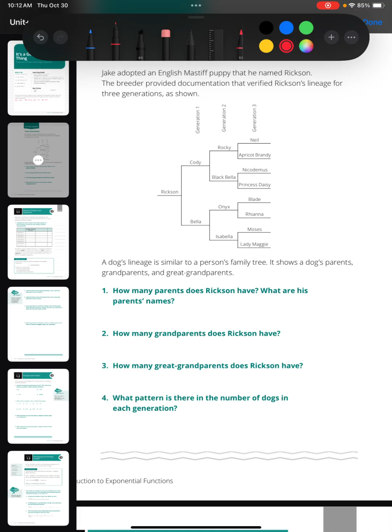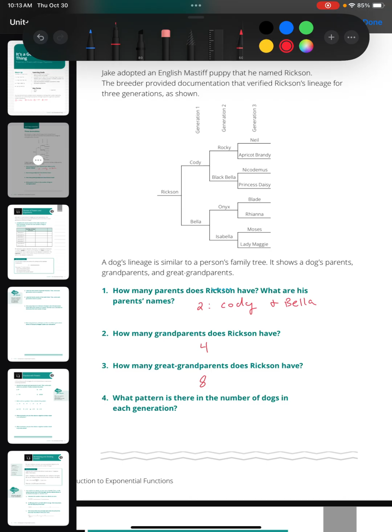So for the first one, how many parents does Rickson have? Well, just like a human, you would have 2 parents. So 2 parents, and their names, it looks like, were Cody and Bella. Okay, how many grandparents does Rickson have? Well, if we go to the grandparent generation 2, he has 4 grandparents. Each parent has 2. And if we go to the great-grandparents, each grandparent has 2 parents. So there would be 8 great-grandparents in generation 3.